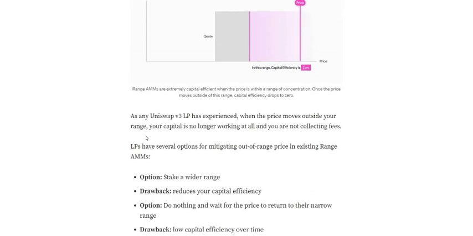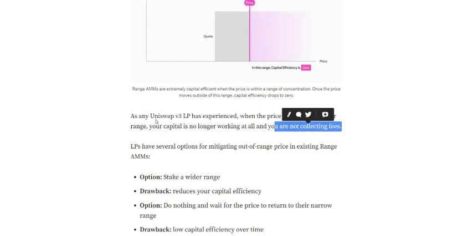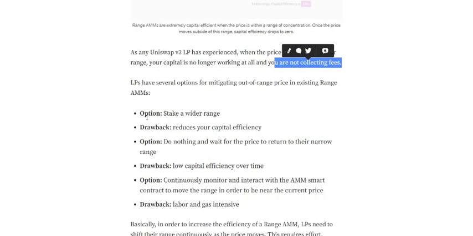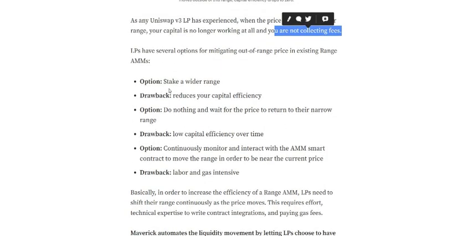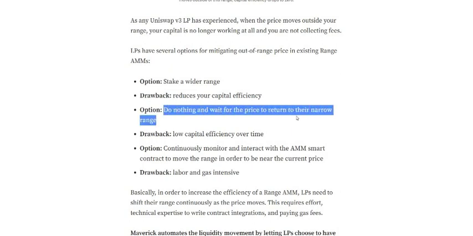So here they elaborate how if the price moves outside the range you have decided on a range AMM, your capital will no longer be working and you'll not be collecting fees. So what are the options available to an LP provider at that point? One is that you stake a wider range. If you stake a wider range, the drawback is that it will reduce your capital efficiency. Another option is to do nothing and wait for the price to return to the narrow range which you have picked up.